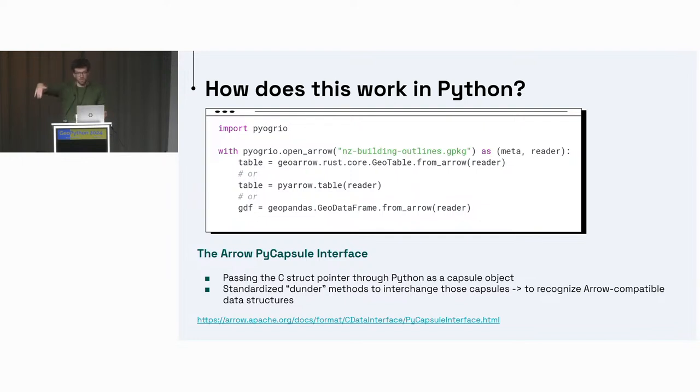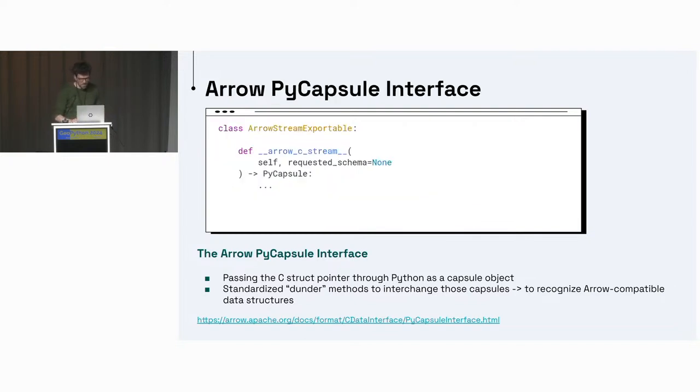And if it has, they know, okay, I can call that method, I will get the capsule with information about where the data lives, and I can just zero copy, reuse that memory. So that's how it works on the Python side.